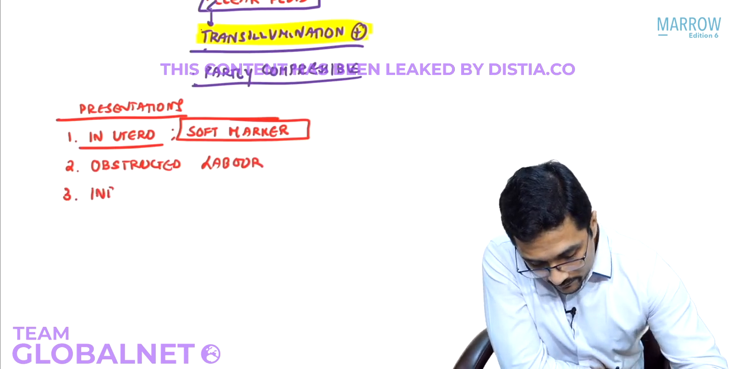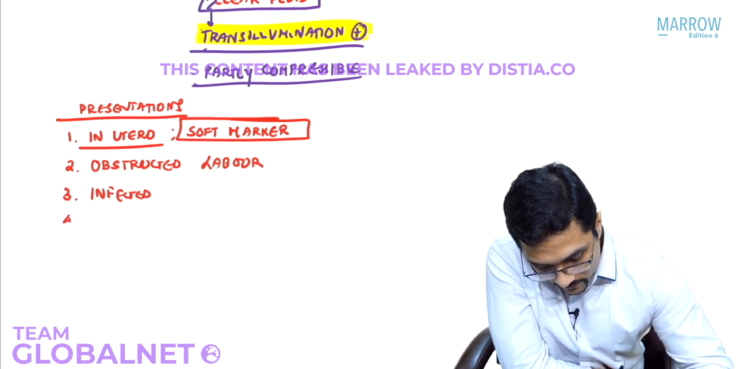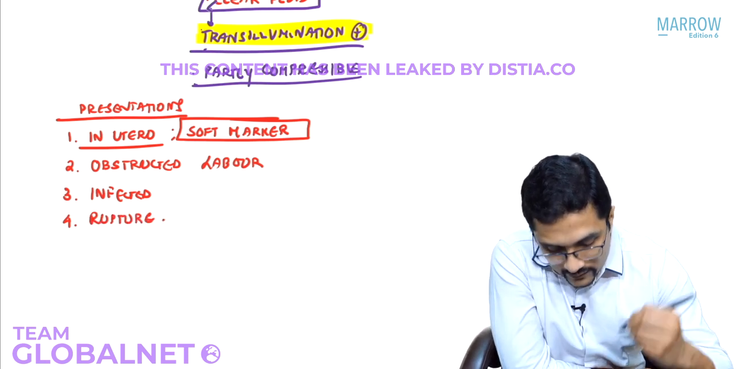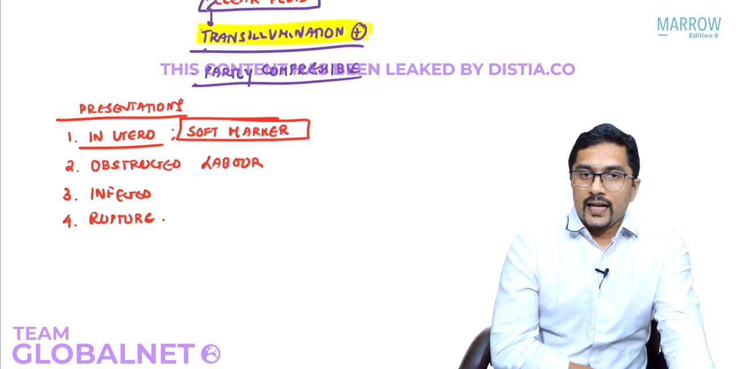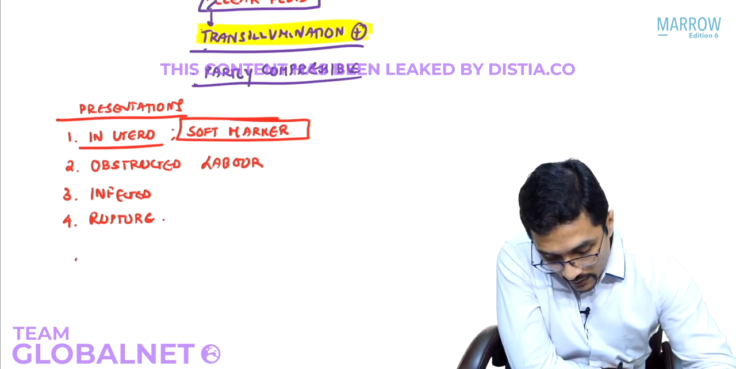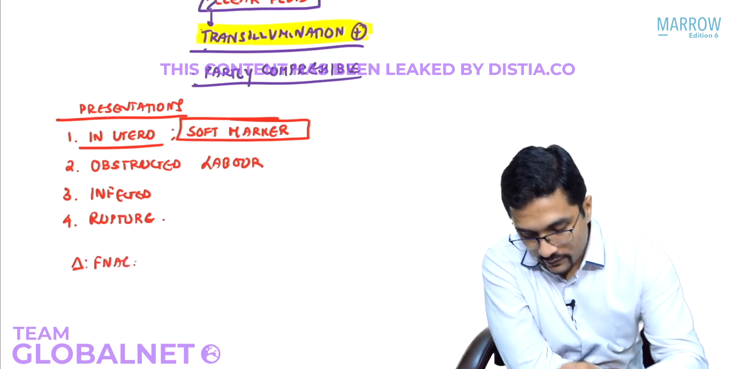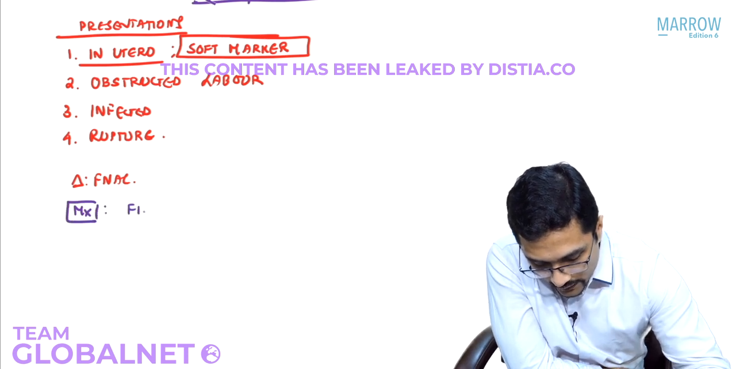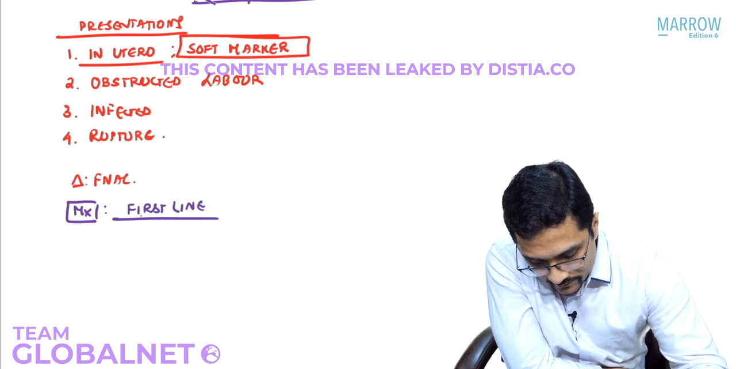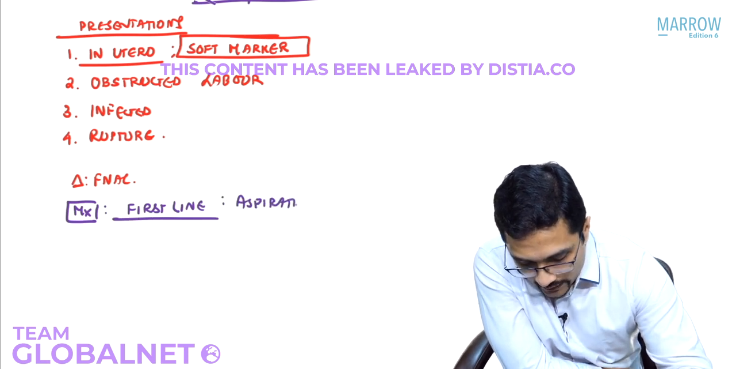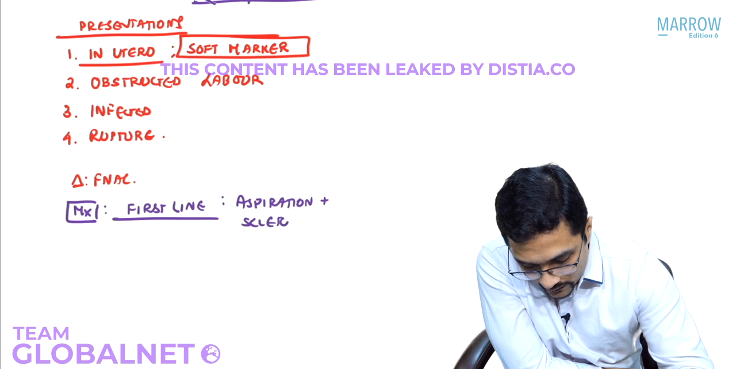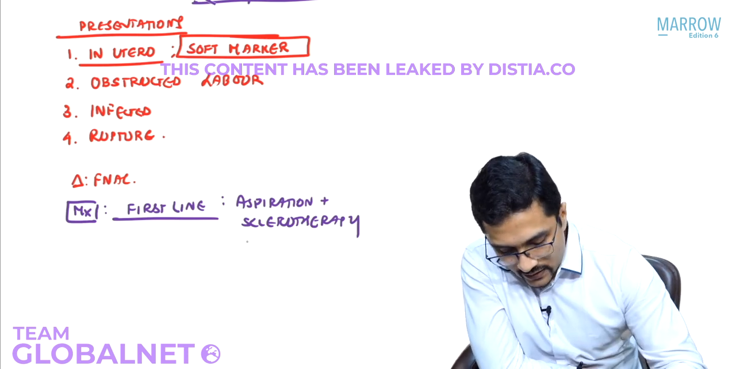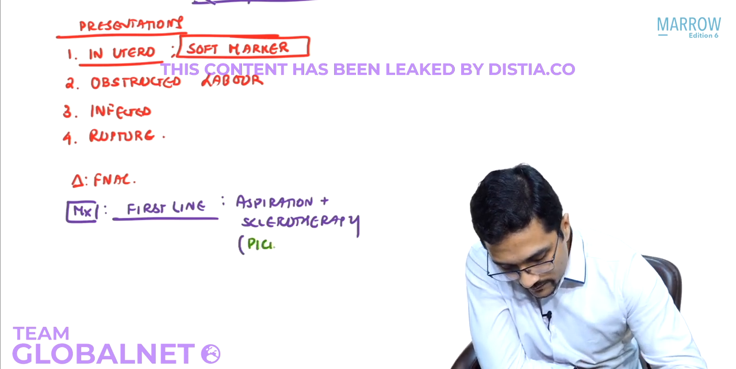Then it can become infected. Infection can occur. It can rupture. So these are all complications of a cystic hygroma which you should know about. The diagnosis is confirmed by FNAC, which is fine needle aspiration cytology. The first line management of a cystic hygroma is aspiration plus sclerotherapy. There is a specific agent which is used for sclerotherapy that is known as picibanil.